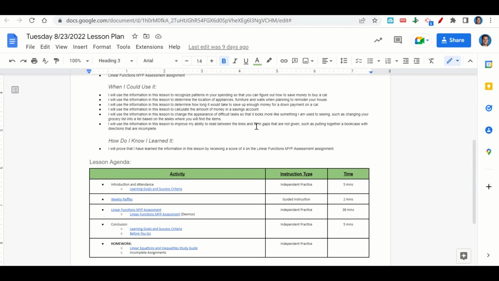Now let's take a look at our agenda for today. We will begin by going over our learning goals and success criteria. Next, we'll do our weekly raffle. After that, I'll give you time to complete the linear functions MYP assessment assignment on Desmos. At the end of class, we'll go back over our learning goals and success criteria while you fill out your before you go. Your only homework for tonight is to continue working on the linear equations and inequality study guide and any incomplete assignments that you may have.